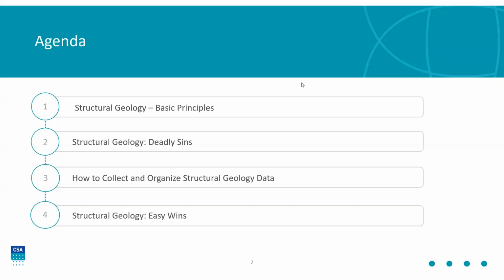The talk is divided into four sections. I'm going to go through some basic principles that I find helpful when thinking about structural geology. Some things that I think you should never do when working with structural data or trying to understand the structure on a project. Some tips on how to collect and organize your data, and then a few easy wins to finish off the presentation.